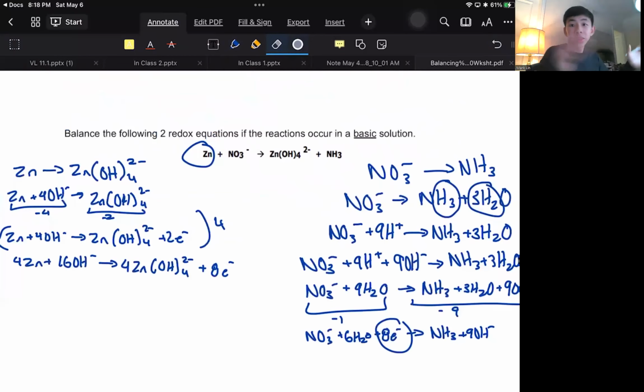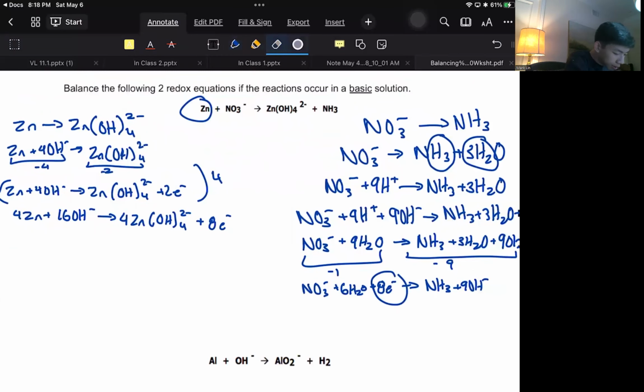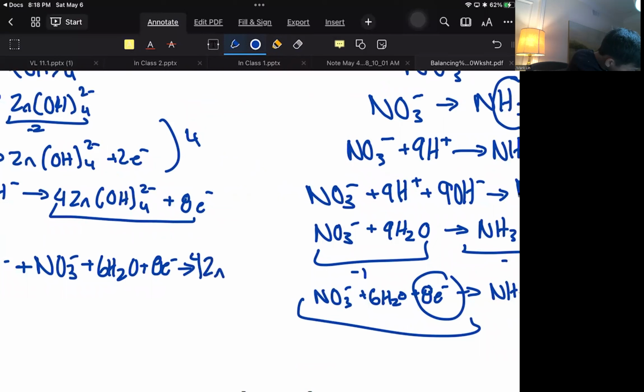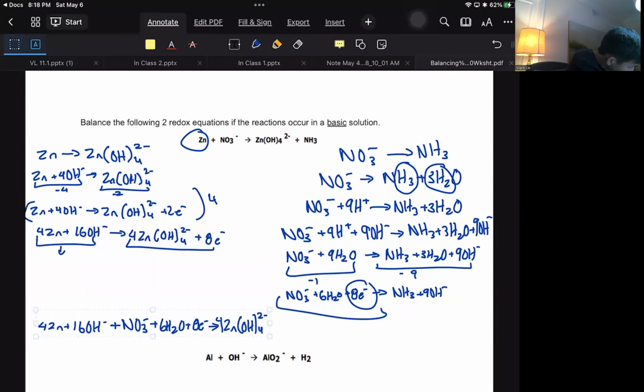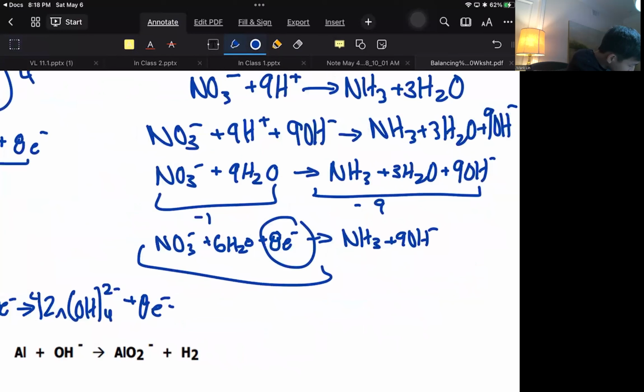Okay, now let's combine them. It's going to be 4Zn plus 16 OH minus, plus writing the other side now, NO3 minus plus 6H2O plus 8 electrons, gives us 4Zn(OH)4 2 minus plus 8 electrons plus NH3, plus 9 OH minus.